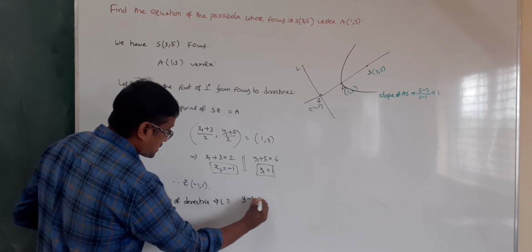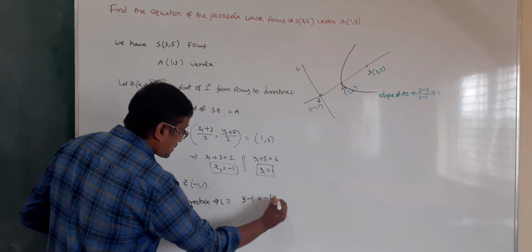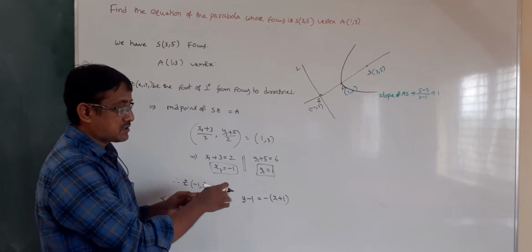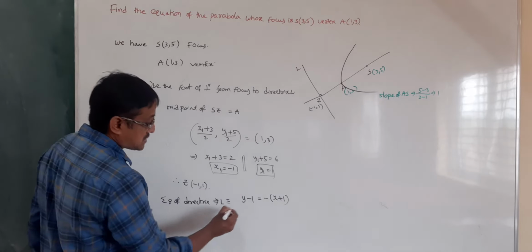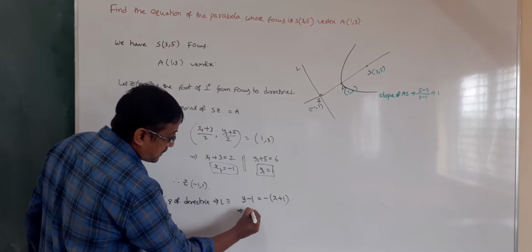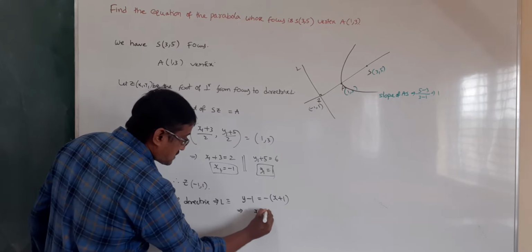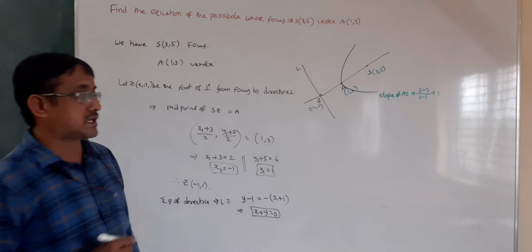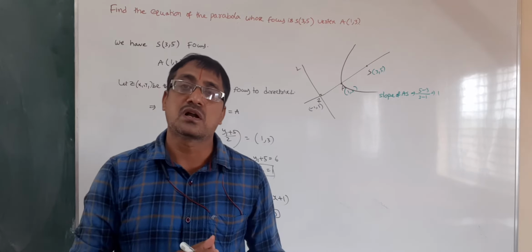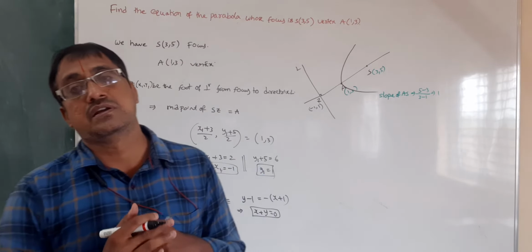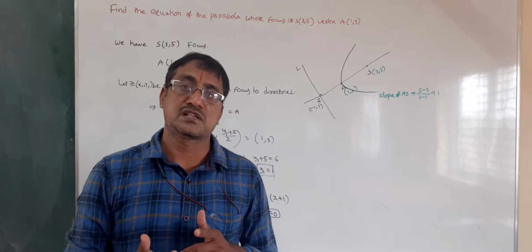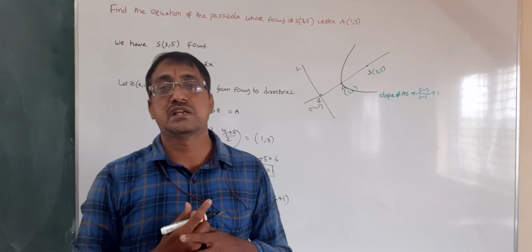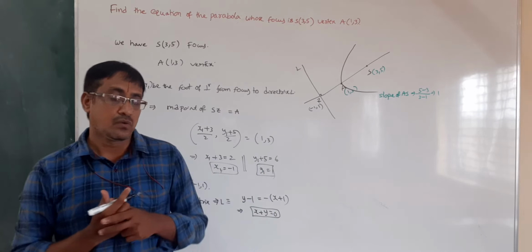So its equation is y minus 1 is equal to minus of (x plus 1), that is, y minus y1 is equal to minus 1 by m into (x minus x1). So you will get x plus y is equal to 0. This is the equation of directrix. Now you have focus and directrix. If you know the focus and directrix of the parabola, you can easily find it by using the condition SP by PM is equal to 1.